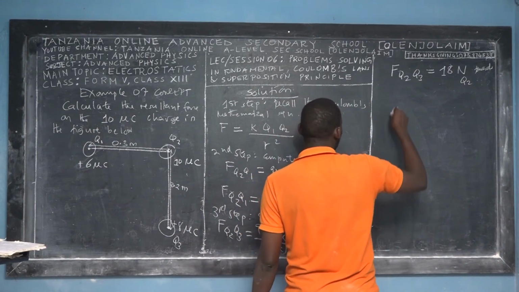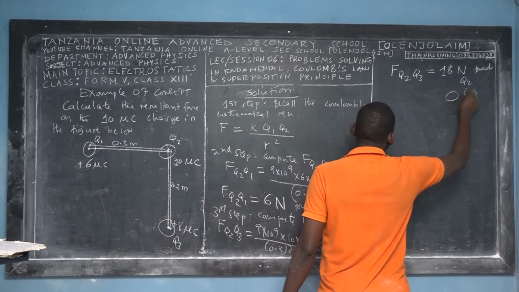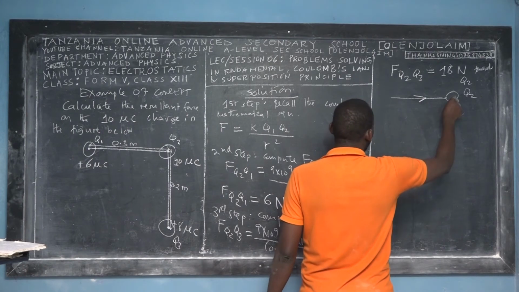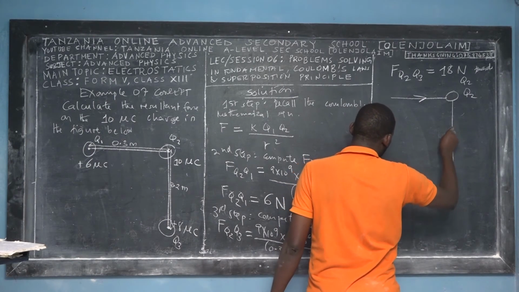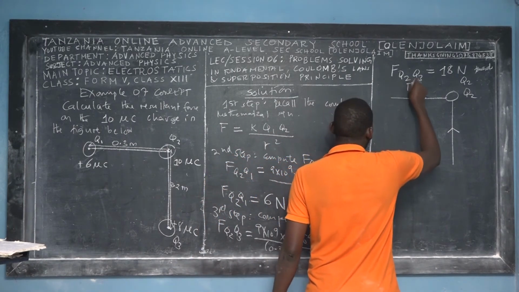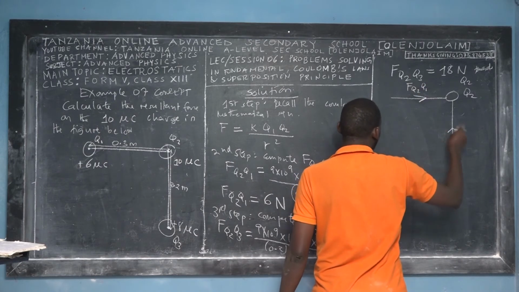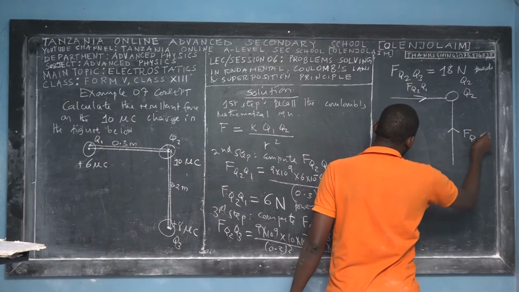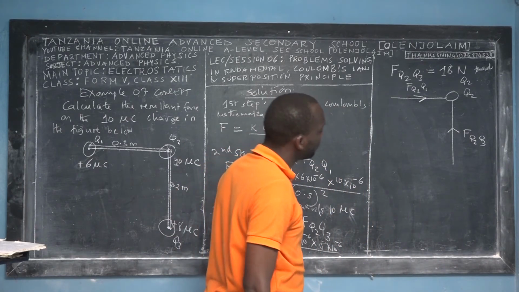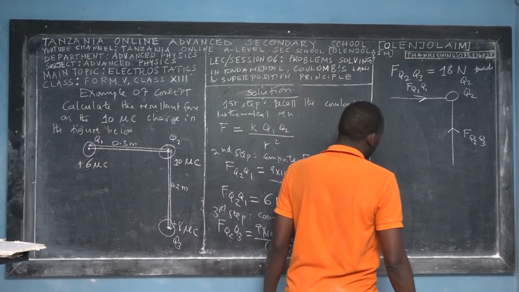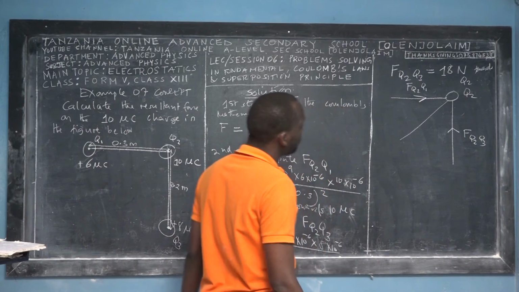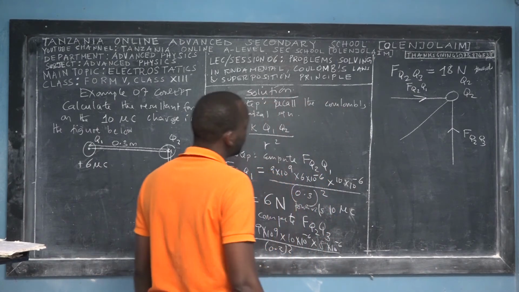So it means that the ratios of the force, you find that this is Q2. There's a force pushing it in this direction, and also a force pushing it up in this direction. So this is what we call F on Q2 due to Q1, and this is F on Q2 due to Q3. In that case, we need to find the resultant force which is going to act here.